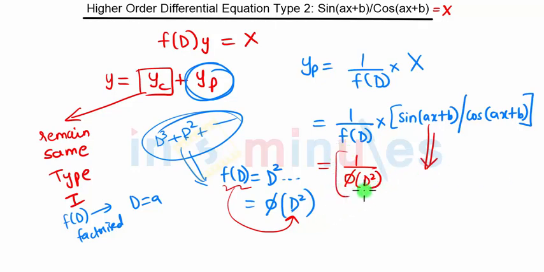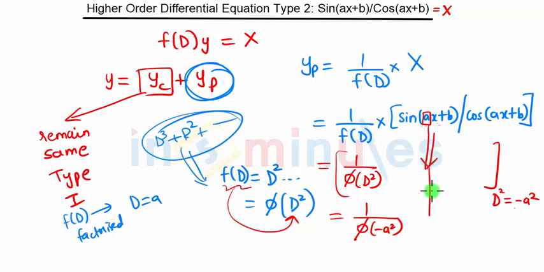In this part we are going to substitute D squared equal to minus a squared. What is a squared? a is nothing but this part, the coefficient of x in the sine term. We are going to substitute D squared equal to minus a squared. So this part will become 1 upon phi of minus a squared, and this part will remain the same, provided phi of minus a squared is not equal to 0. Then only this equation will be valid.